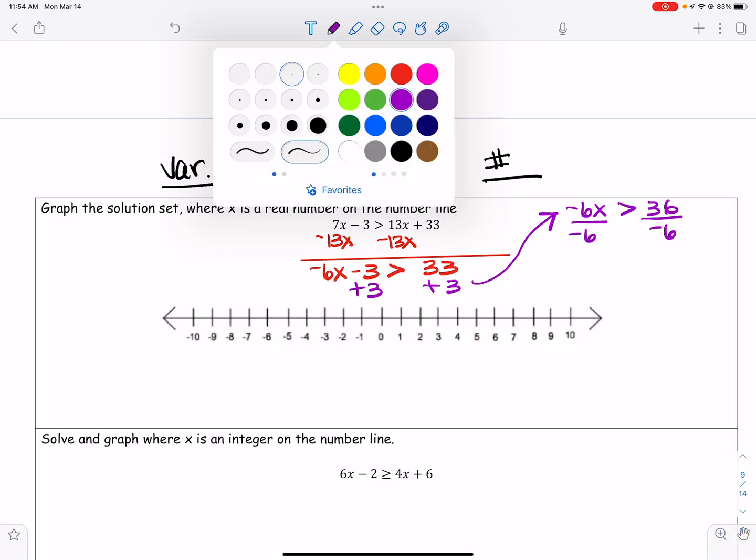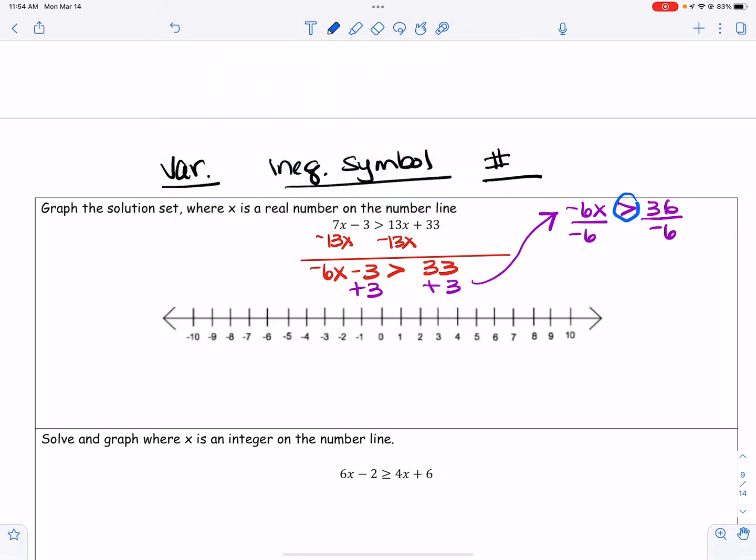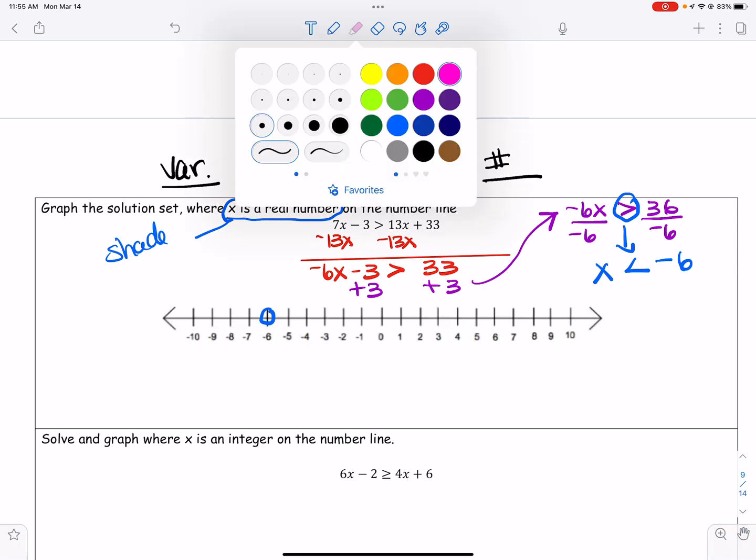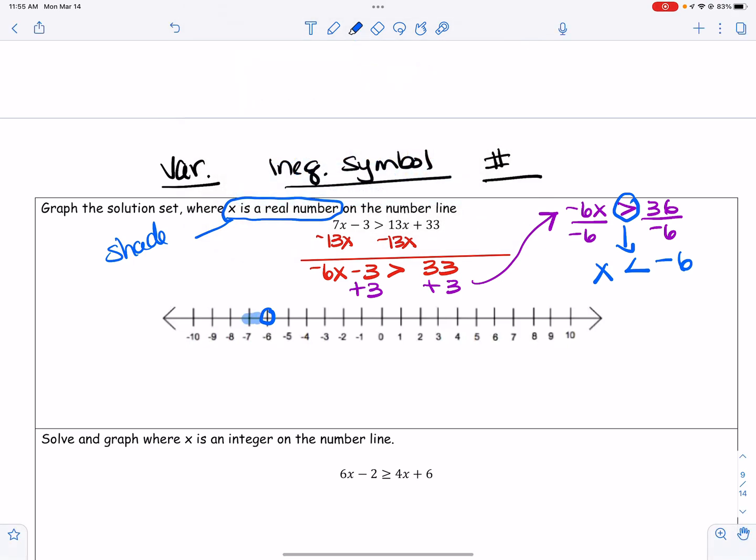Ding, ding, ding. That means that I have to reverse. And so I get x is less than negative 6. Come back here and check to see what I'm doing. And so I will be shading. So it is an open circle on negative 6. And then I will shade to the left.